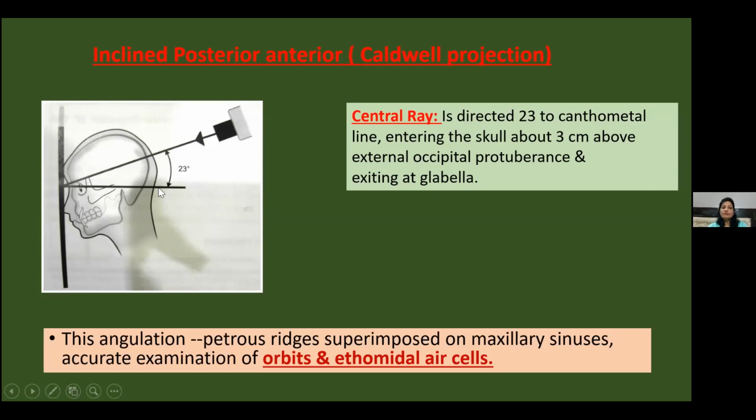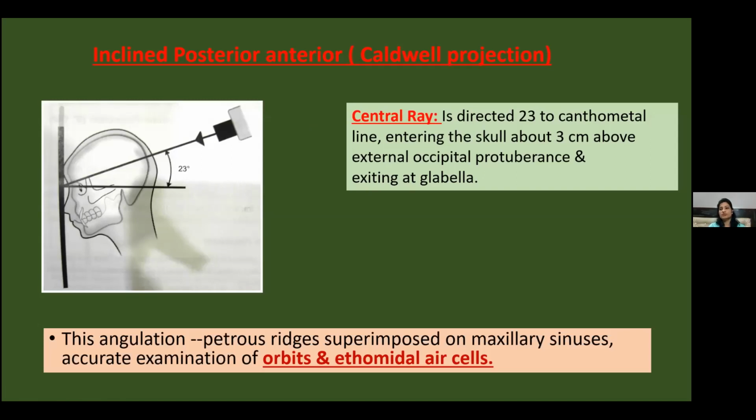Who will tell me where the central X-ray is in a normal PA? It is along the canthomeatal line, perpendicular to the image receptor. But here I can see it is 23 degrees to the canthomeatal line. It enters the skull about 3 centimeters above the external occipital protuberance. Can you see the protuberance? So 3 centimeters above the protuberance, and it exits at the glabella. So we call it the Caldwell projection. 23 degrees angle, entering 3 centimeters above the external occipital protuberance, exiting at the glabella.